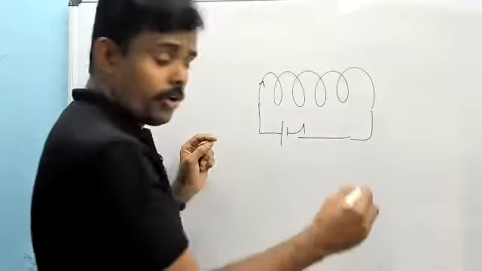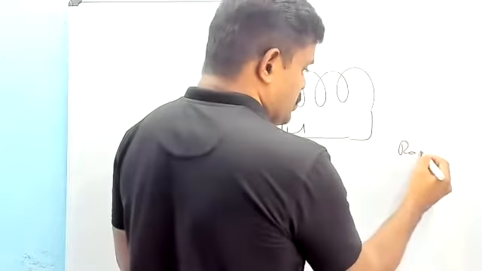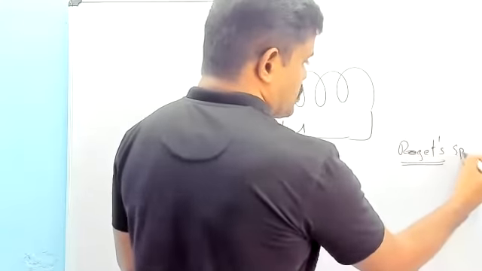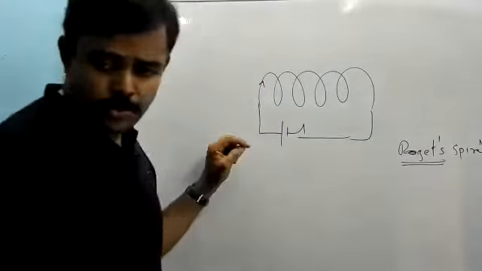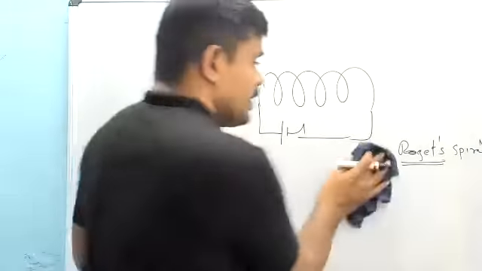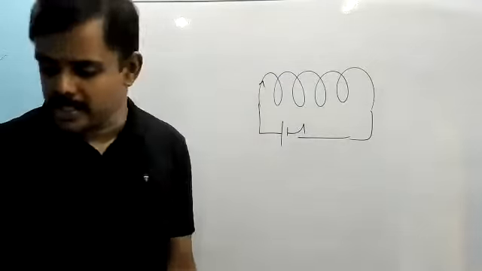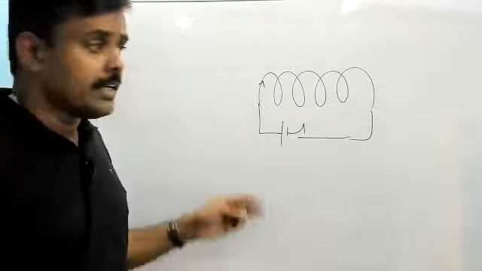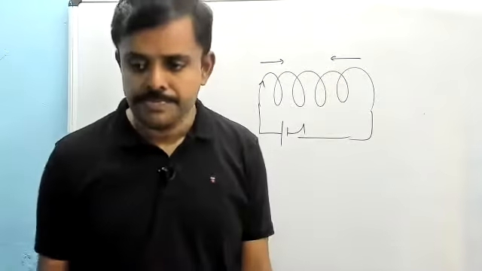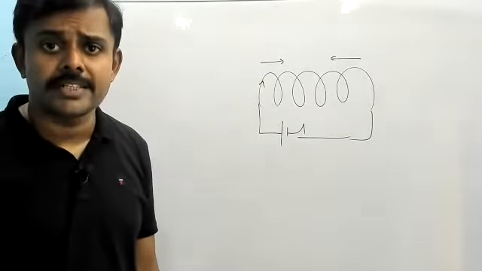And I even showed you a video, Roget's spiral. Do you remember this? An experiment, Roget's spiral experiment. You can check it out on YouTube if you want. I actually showed this in one of the sessions. Whenever a current is allowed to pass through a solenoid, it has a decrease in length. Solenoid will contract. I'll tell you the reason for it one more time. Why does the solenoid contract?